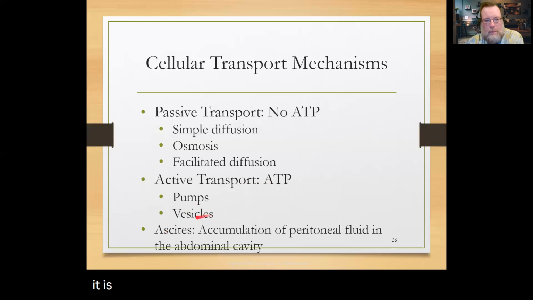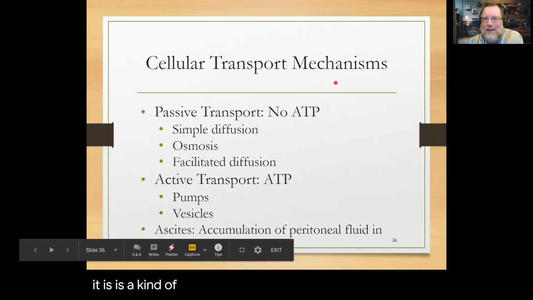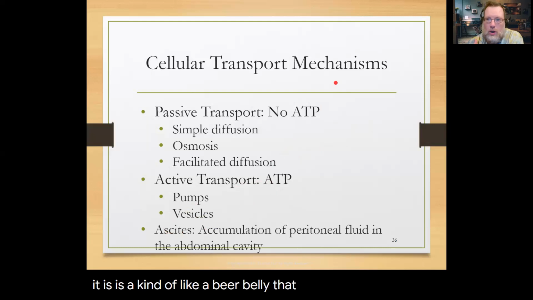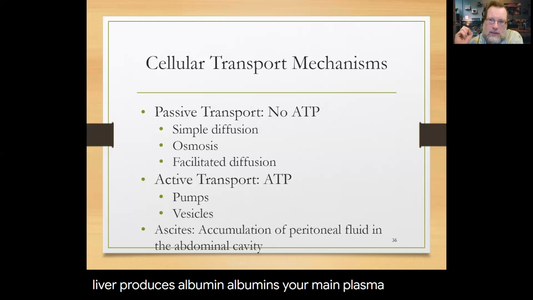Ascites is kind of like a beer belly that's gone bad. So fluid buildup in the belly to where it's clinically a problem means we more than likely have a liver failure problem. The liver produces albumin. Albumin is your main plasma protein. And if the liver has gone below 70% production, you're going to see albumin levels go down.